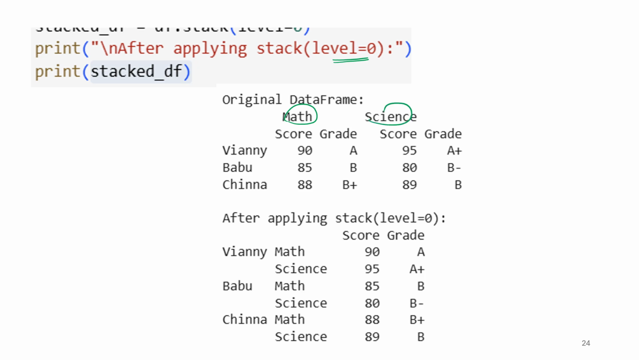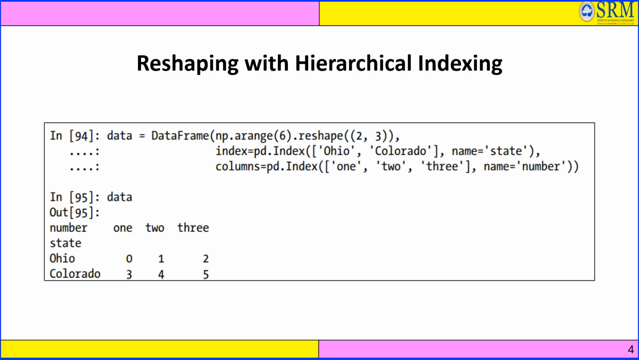So here you have to put Vyani math science, Babu math science, Chinna math science, and the other columns stay as it is. Okay, so based on the level, default means innermost, level equal to 0 means it is outermost. So this is called stacking, which converts columns to rows, which means the fat one will become thinner one. Okay, and the reshaping with the hierarchical indexing.